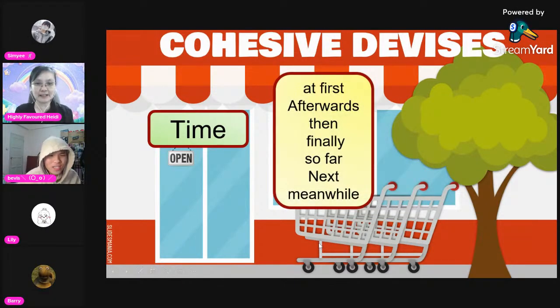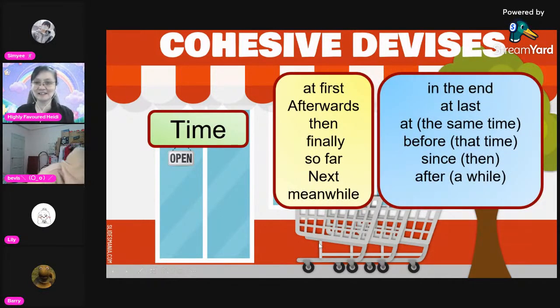Now about time: at first, afterward, then, finally, so far, next, meanwhile. In the end, at last, at the same time, before that time, since then, after a while. The ones in brackets are optional. These all refer to time. Imagine you're using these, you're using cohesive devices.